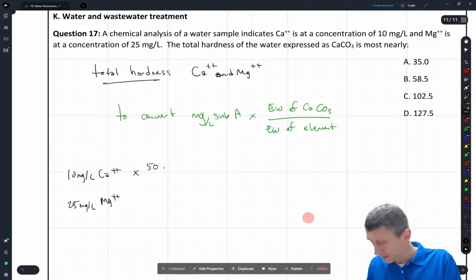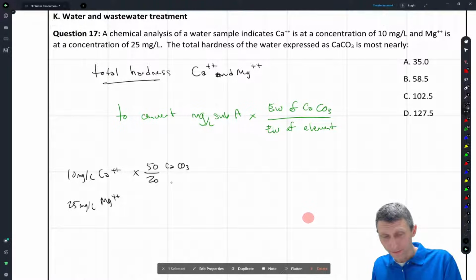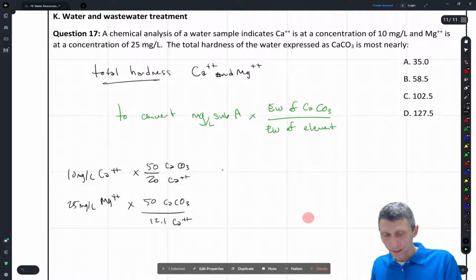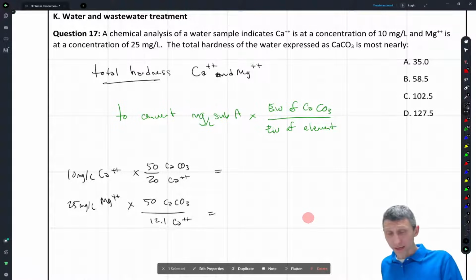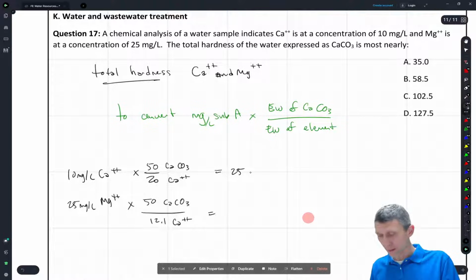So we have 50 over 20. This is the 50 of the calcium carbonate over 20, the equivalent weight of calcium. And we're going to multiply this one by, I think, 50 of the calcium carbonate divided by 12.1 of the magnesium. And we get a couple values here. The value that I get here is essentially 25 milligrams per liter as calcium carbonate.